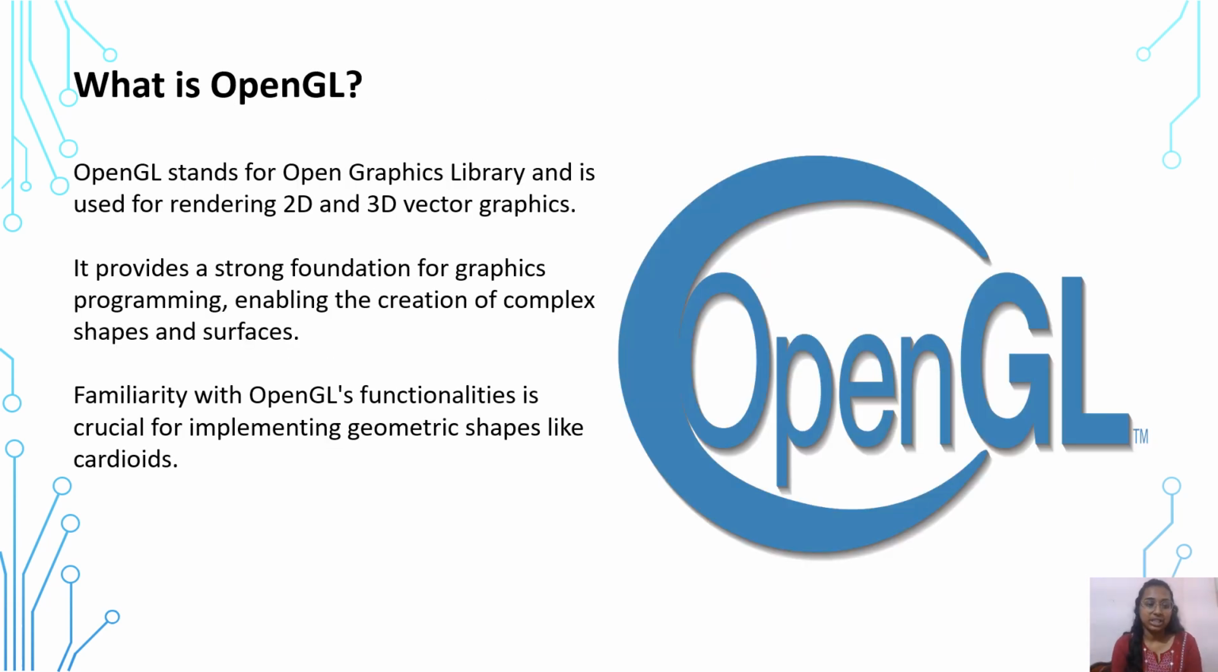What is OpenGL? OpenGL stands for Open Graphics Library and is used for rendering 2D and 3D vector graphics. It provides a strong foundation for graphics programming, enabling the creation of complex shapes and surfaces. Familiarity with OpenGL functionalities is crucial for implementing geometric shapes like cardioids.